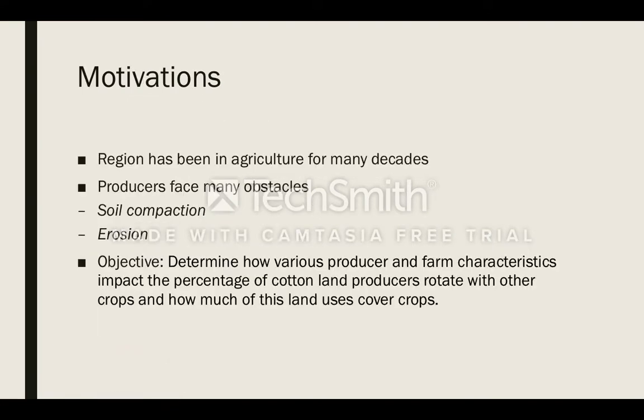This region has been in agricultural production for many decades, and this means that producers face some obstacles, including soil compaction and erosion, and these things can have a negative impact on yield and the environment. So the objective of my research was to determine how various producer and farm characteristics impact the percentage of cotton land producers rotate with other crops, and how much of this land uses cover crops.